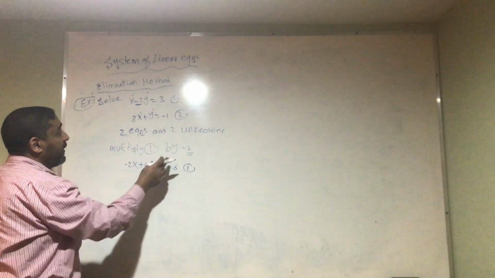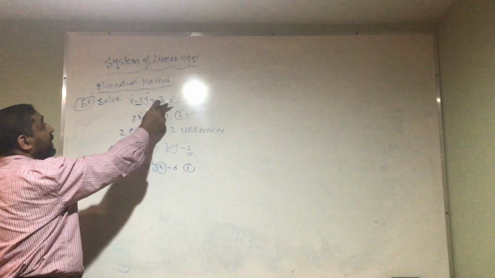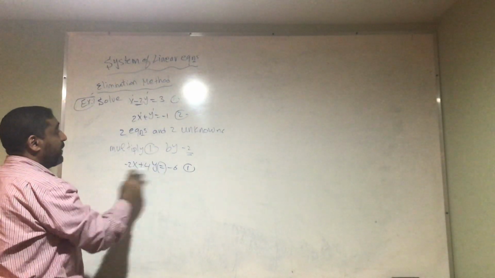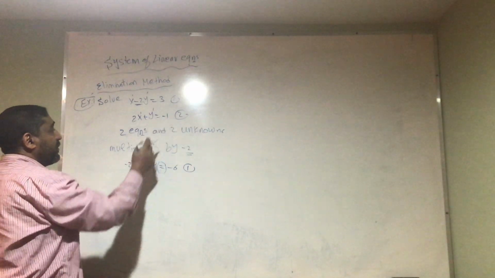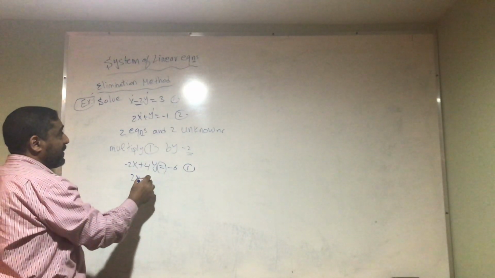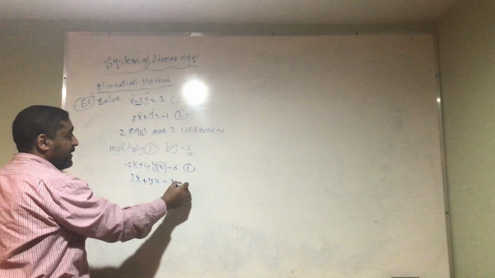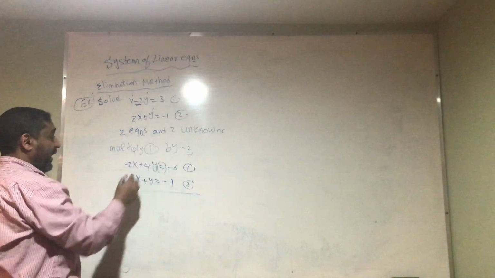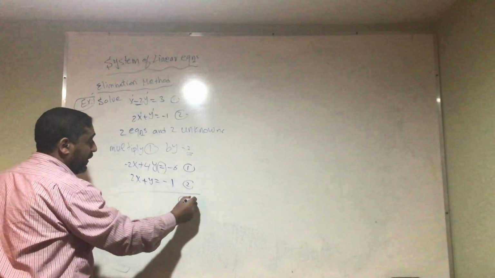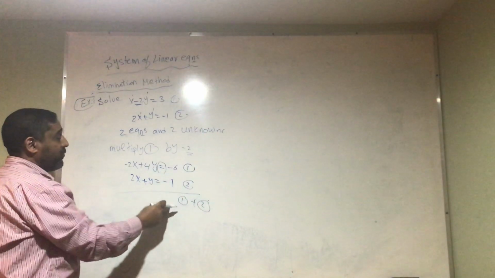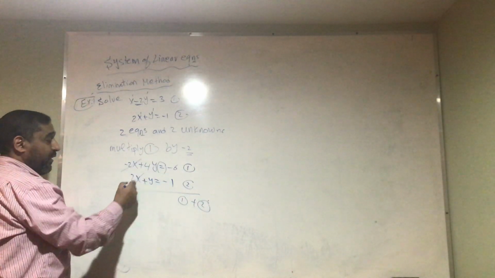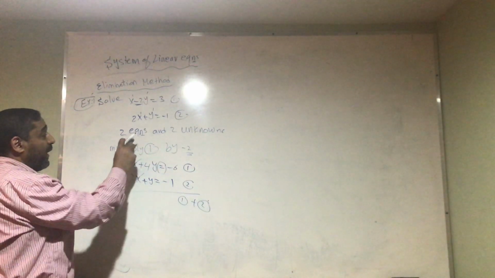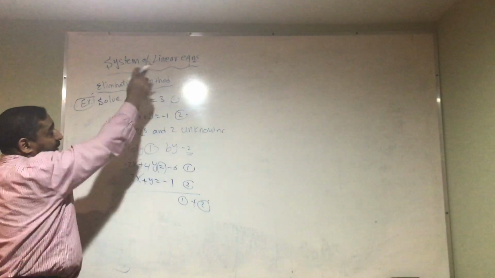So equation 2 here: I multiply both sides by negative 2 in order to get this. Then equation 2 is 2x plus y equal minus 1. Then I'm going to add equation 1 plus equation 2, guys. Negative 2x cancels with 2x. That's the idea. I multiplied by negative 2 to get rid of x.